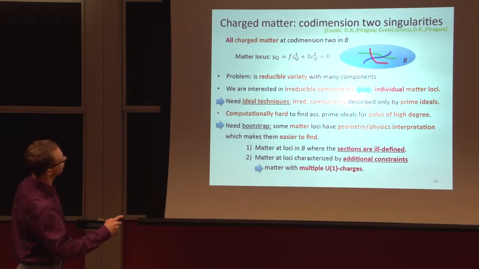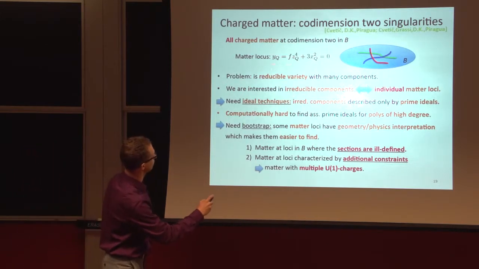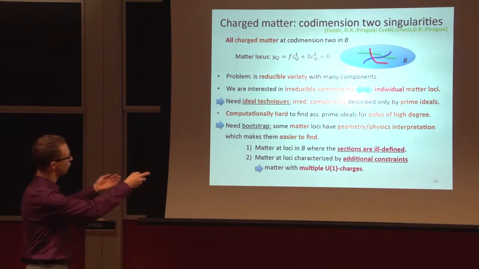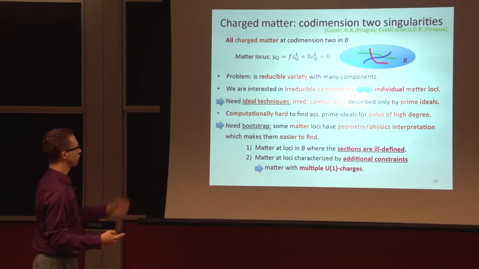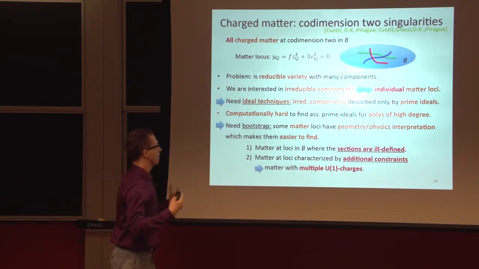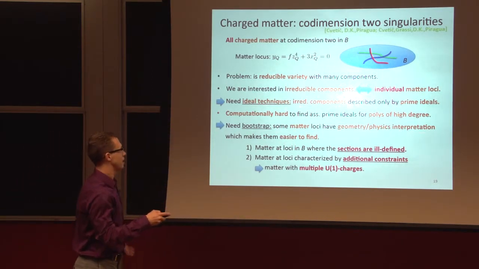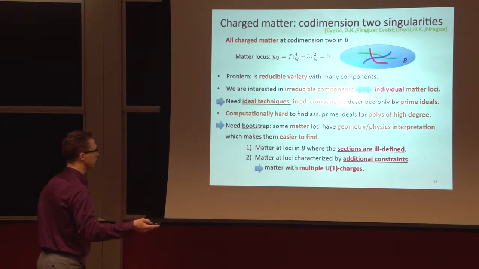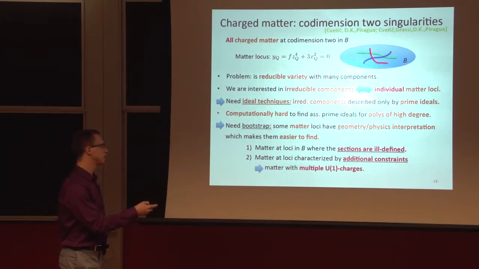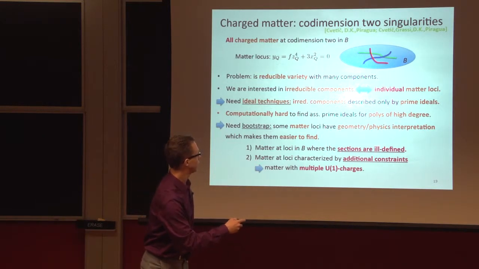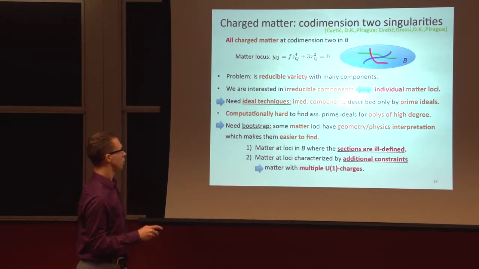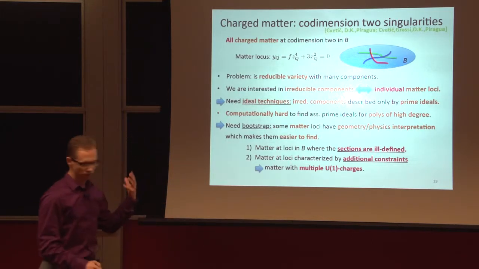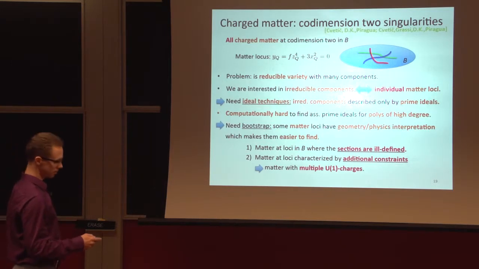So the problem is now that it's computationally very involved to find all the associated prime ideals to this meta locus, because these are polynomials in general of a very high degree. So we need some sort of bootstrap in order to still extract these meta loci. And the good thing is that some of these meta loci have a nice geometry and physics interpretation and are thus easier to find. So for instance, there are meta loci located at the loci where the sections are ill-defined, or there are meta loci located where additional constraints are met that correspond to multiple U(1) charges.